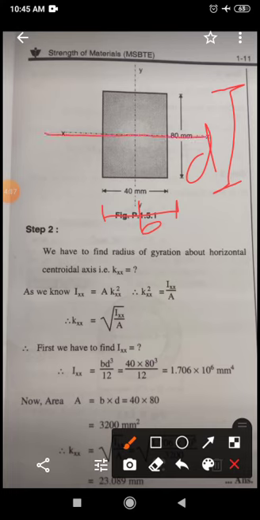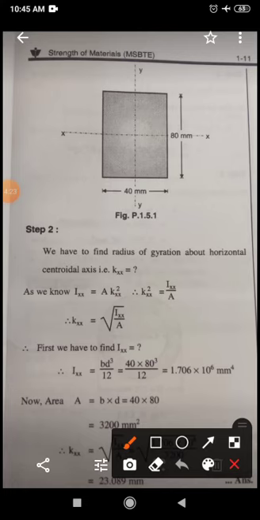For that, first we have to calculate the moment of inertia of this body about this x axis, and we have the formula bd cube by 12. So putting all these values in the formula, Ix equals bd cube upon 12, which comes to 1.706 into 10 raised to 6 millimeter raised to 4.